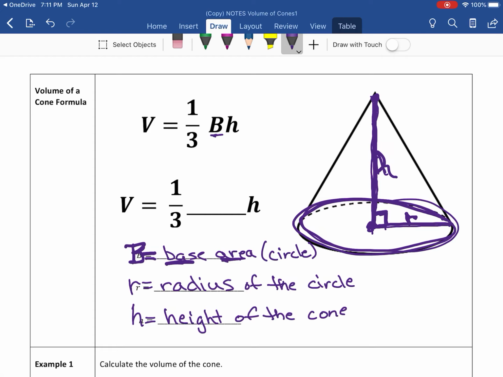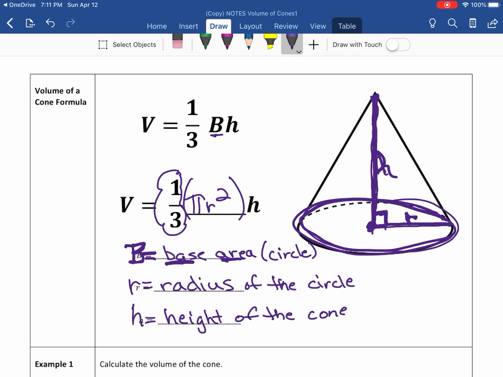And what is the base area here? It is still a circle. So how did we find the area of a circle? Pi r squared. All right, so basically it's the cylinder formula, pi r squared h, but then you have to take it times 1/3. So it's 1/3 pi r squared h.